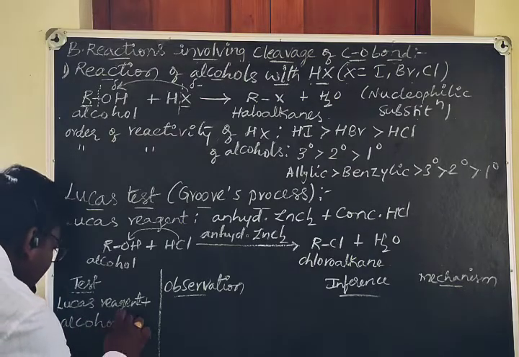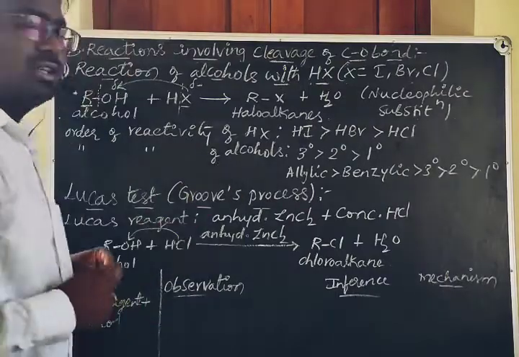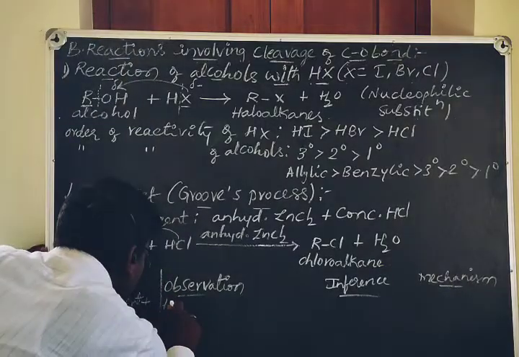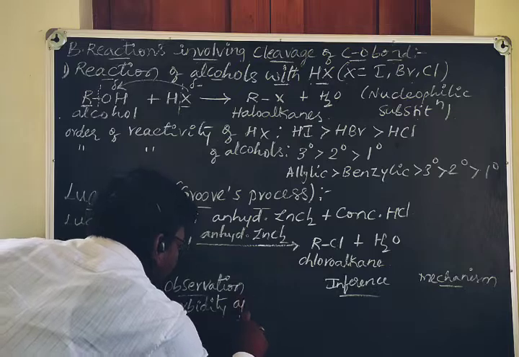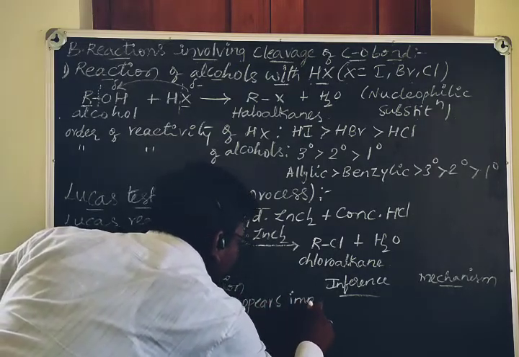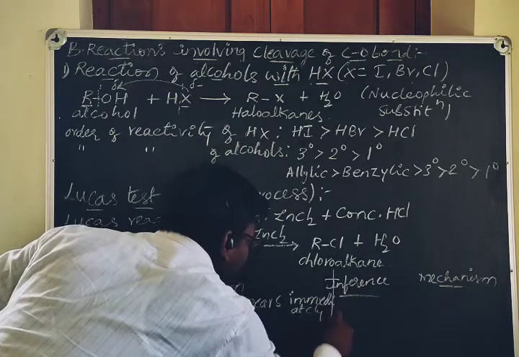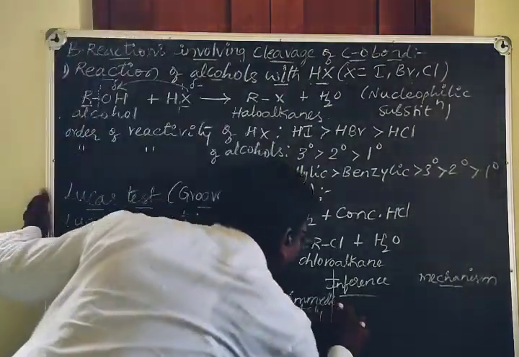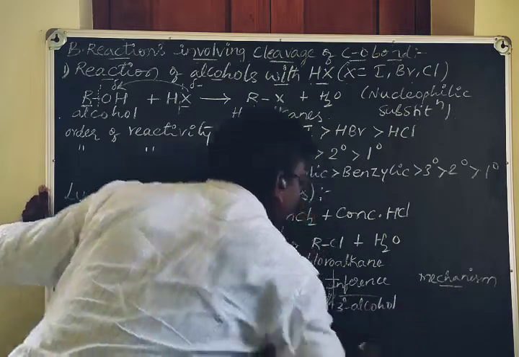Now, what is the observation? The observation is that turbidity appears immediately. Then what is the inference? The inference is the presence of tertiary alcohol.